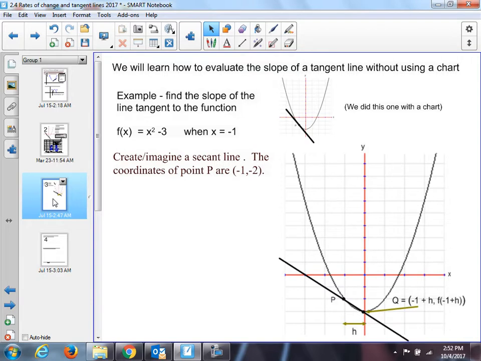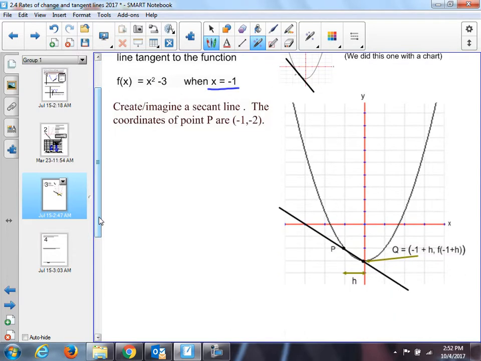Okay, estimating the slope of a tangent line without a chart. So, hey, I've used the same one. Okay, we did this one with the chart, didn't we? So, when x equals -1, what do we got to do? We got to create or imagine a secant line. I have the drawing down here. So, very much like we did at the start of the chapter when we introduced this idea. P here, that's locked in. You girls okay?